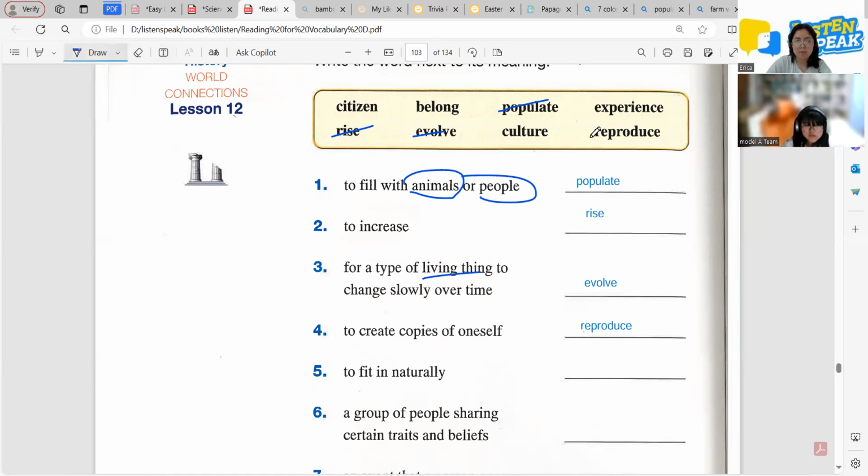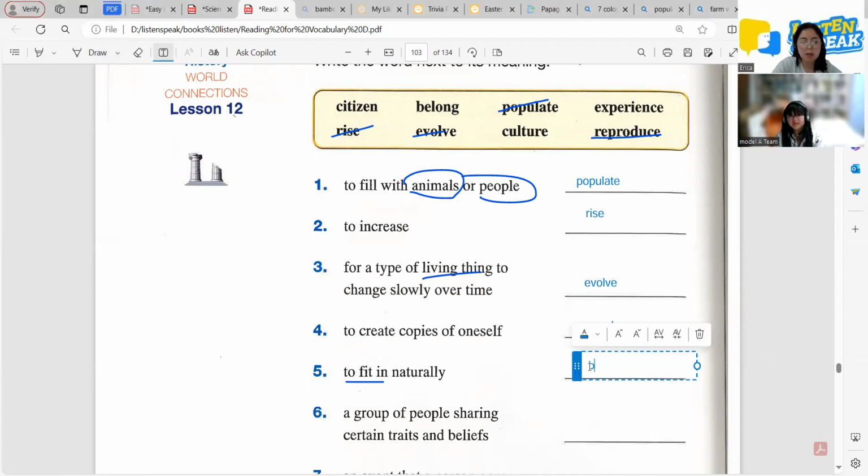Five: to fit in naturally. To fit in. It means you are one of them. Not citizen. Belong. You belong. You are one of them. To fit in.